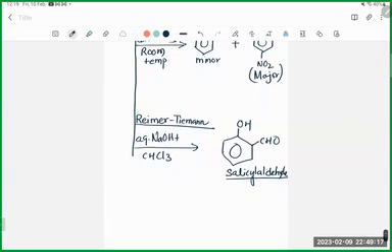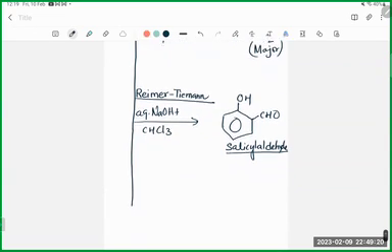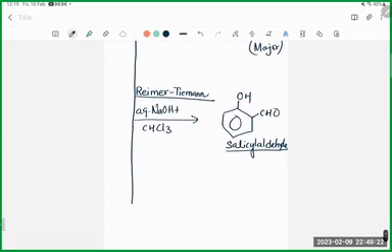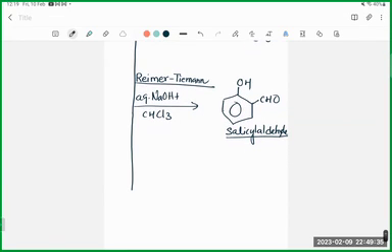Clear? Next, with CCl4, as I said, by the Reimer-Tiemann reaction it is possible to get salicylic acid, but that is not in the syllabus, so we need not worry. We will leave it here.